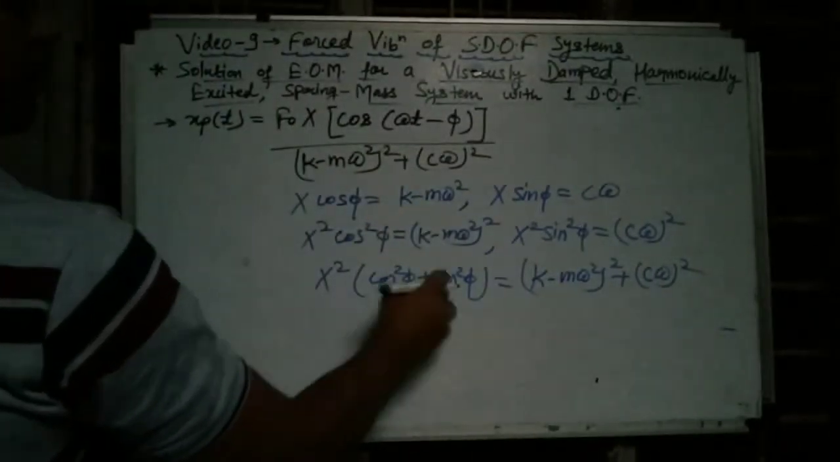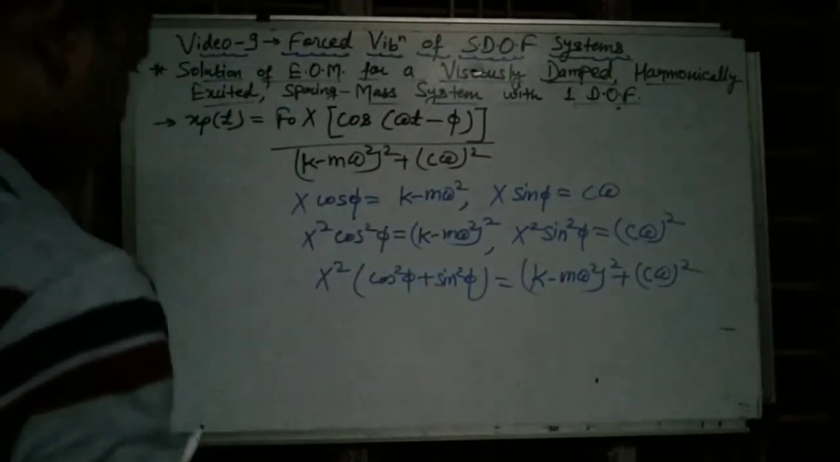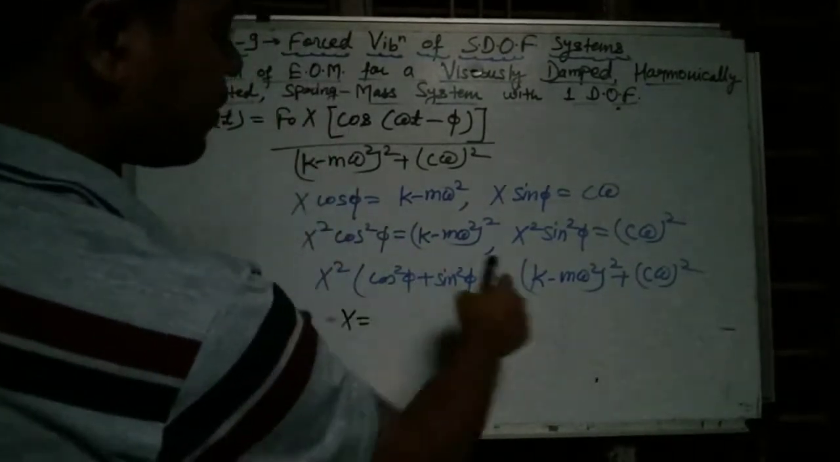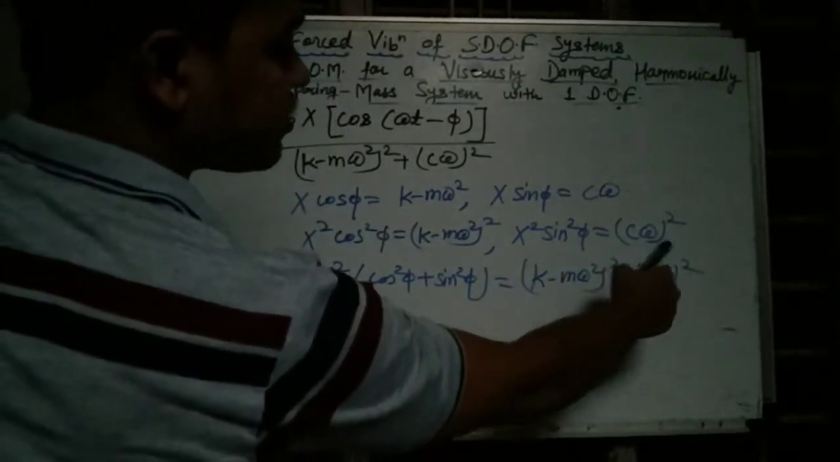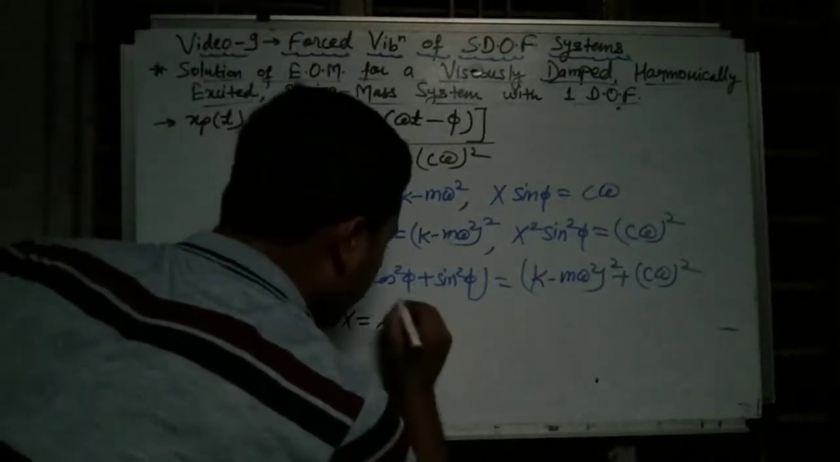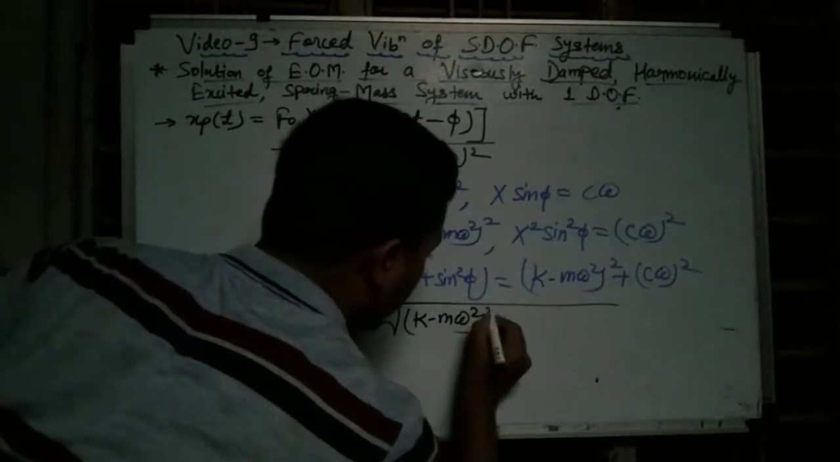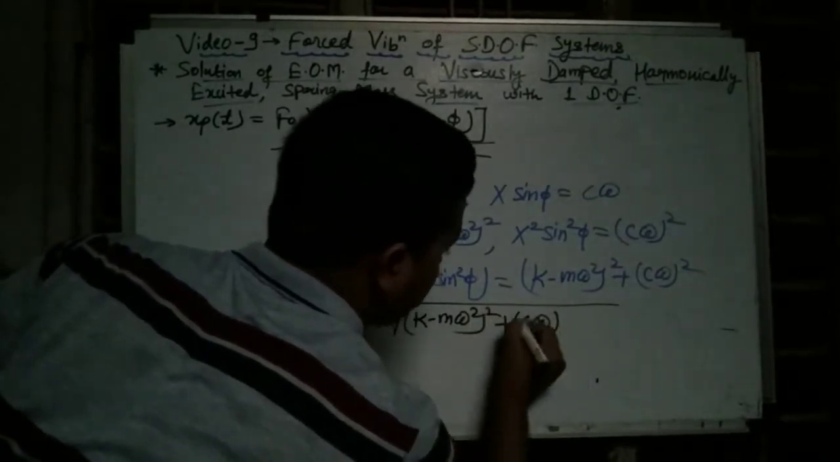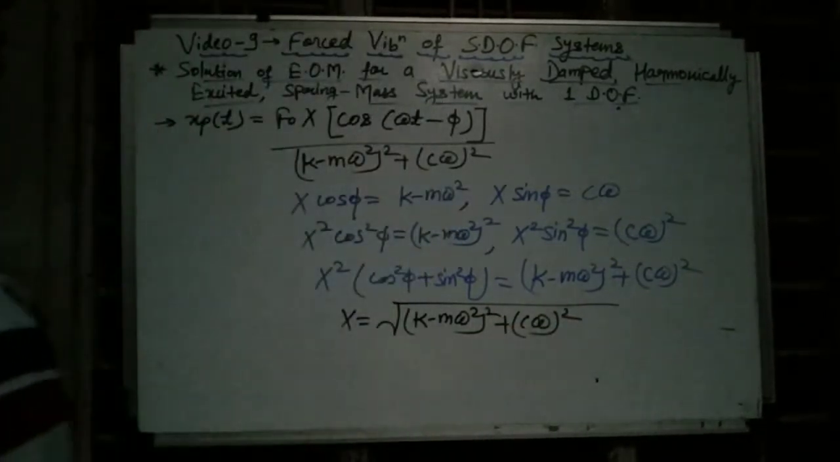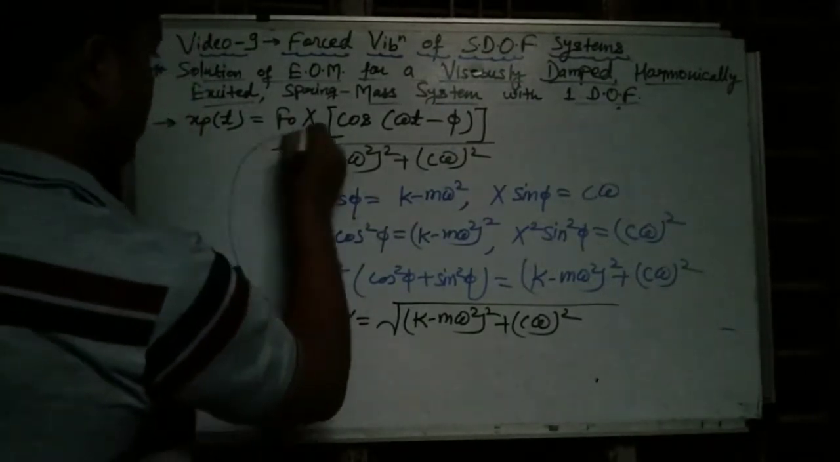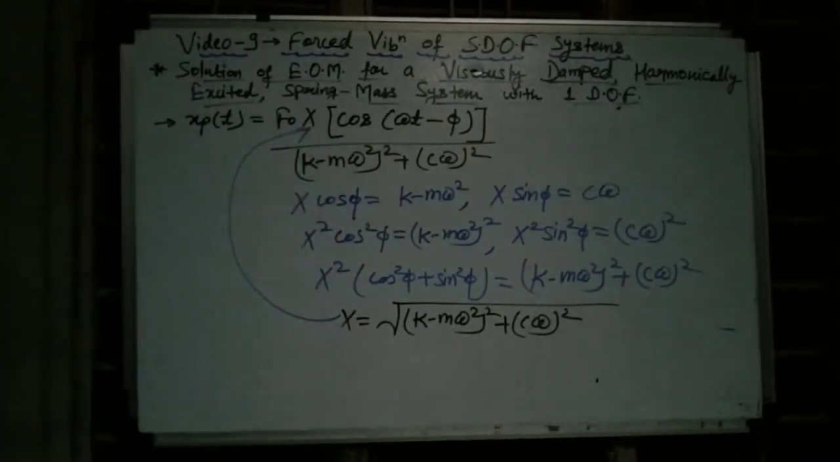Now what is sin square phi plus cos square phi? This is 1. So X square will be k minus m omega square whole square plus c omega square, so the value of X will be the square root of k minus m omega square whole square plus c omega square. This is the value of capital X. So I'll put this value of capital X from here into here.